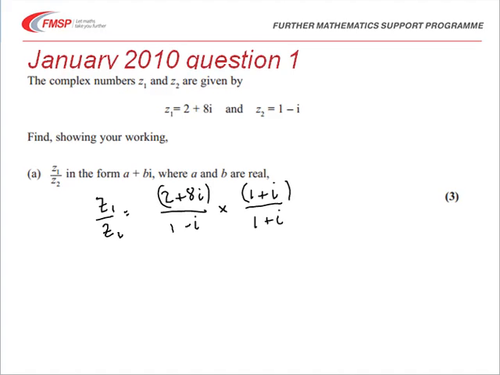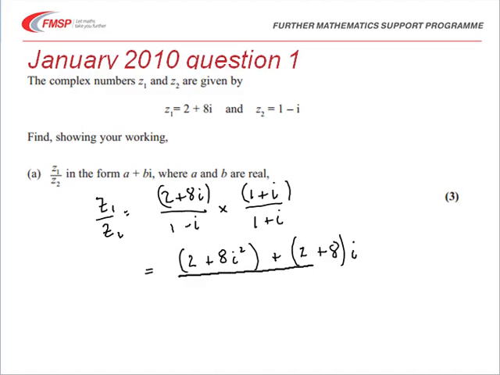On the top line we're going to have to multiply those two numbers together. The real part comes from the 2 multiplied by the 1, giving you 2, and then the 8i multiplied by i. So we've got then plus 8i squared. So that's the real part. The imaginary part comes from the number 2 multiplied by i, so that gives you 2i, and the 8i multiplied by 1. So it gives you 2 plus 8 is the imaginary part of that number.